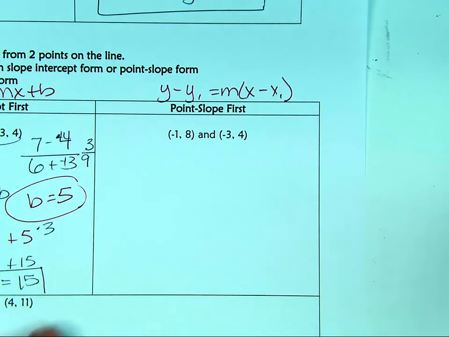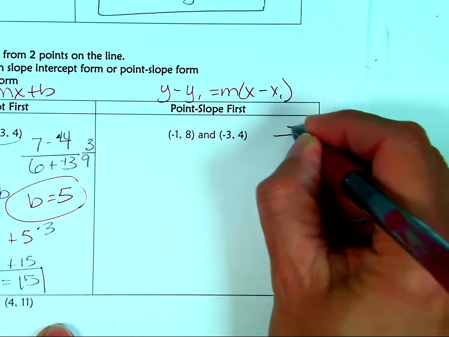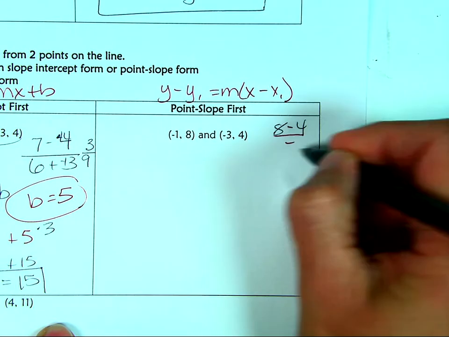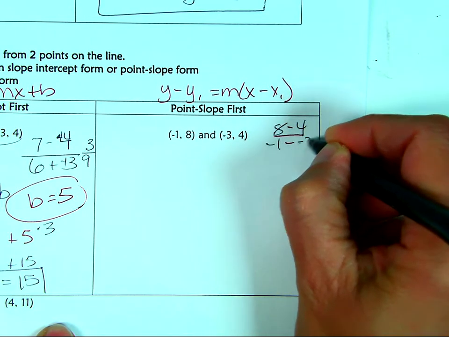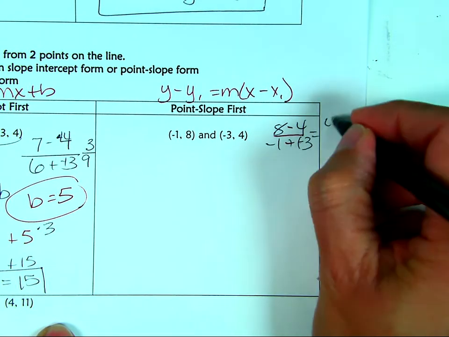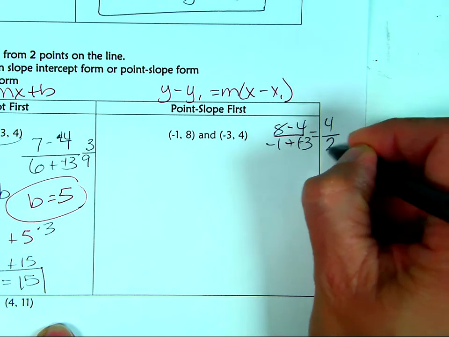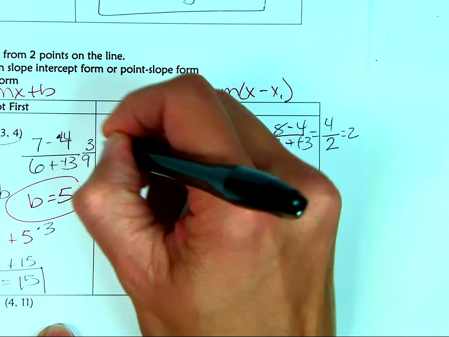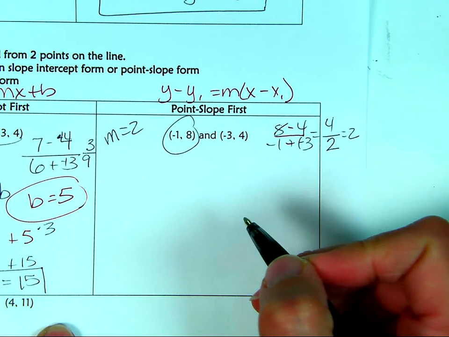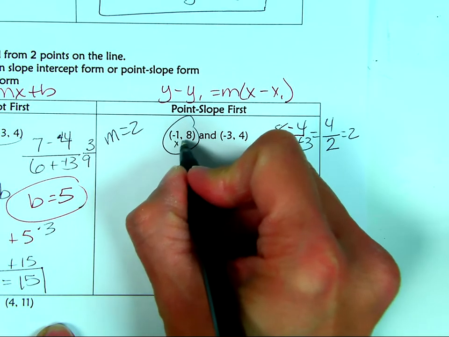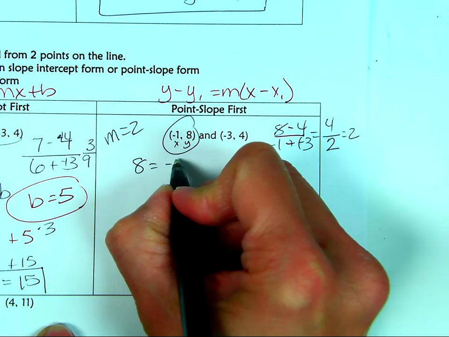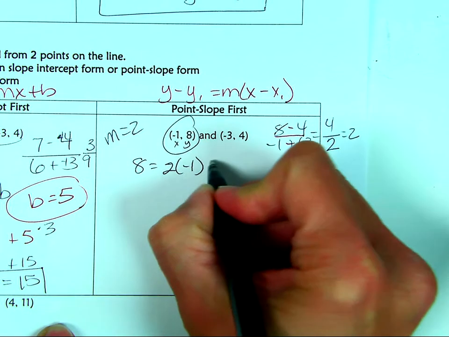Again, we're going to find our slope. So here's my slope formula. So I have 8 minus 4 over negative 1 minus a negative 3. And so I end up with 4 over 2. And that is 2. So my slope is 2. And then I'm going to choose this point. Doesn't really matter which point you choose. This is x, this is y, this is m. I'm going to solve for b. So I say 8 equals 2 times negative 1 plus b.